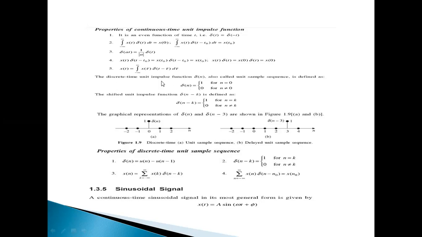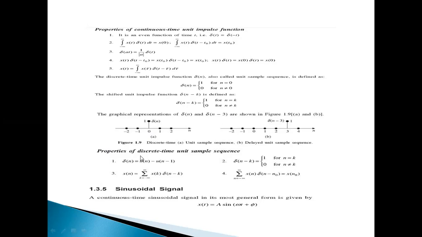In a similar way, for the discrete time unit impulse function, delta of n is equal to 1 for n is equal to 0, and 0 for n not equal to 0, and delta of n minus k is equal to 1 for n is equal to k, and 0 for n not equal to k. Okay, and the graphical representation: at minus 1, minus 2 it is 0, at 1 and 2 it is 0. For n minus 3, delta of n is shifted by 3 samples, which means at 3 the value is 1, and the remaining values are all zeros.